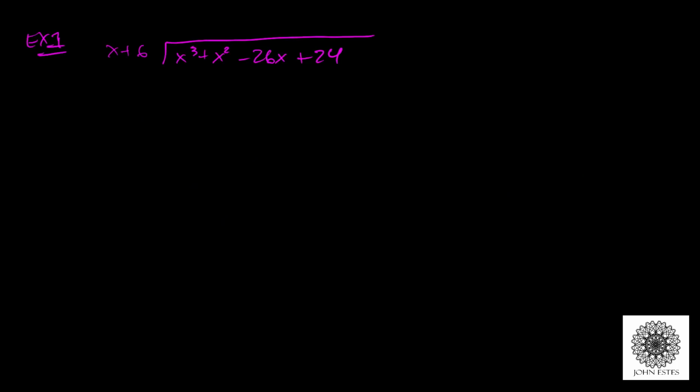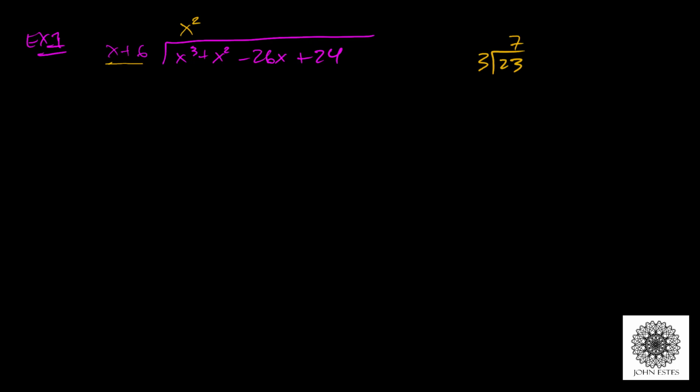Here, for example 1, I have x cubed plus x squared minus 26x plus 24 divided by x plus 6. Now remember, when we had 23 divided by 3, first we said 3 goes into 23 7 times. So that's the first thing we're going to do here. How many times does x plus 6 go into this big thing? The way I think about it is, what times x will give me x cubed? I know that if I multiply by x squared, I'll get x cubed. So that's the first thing I write.